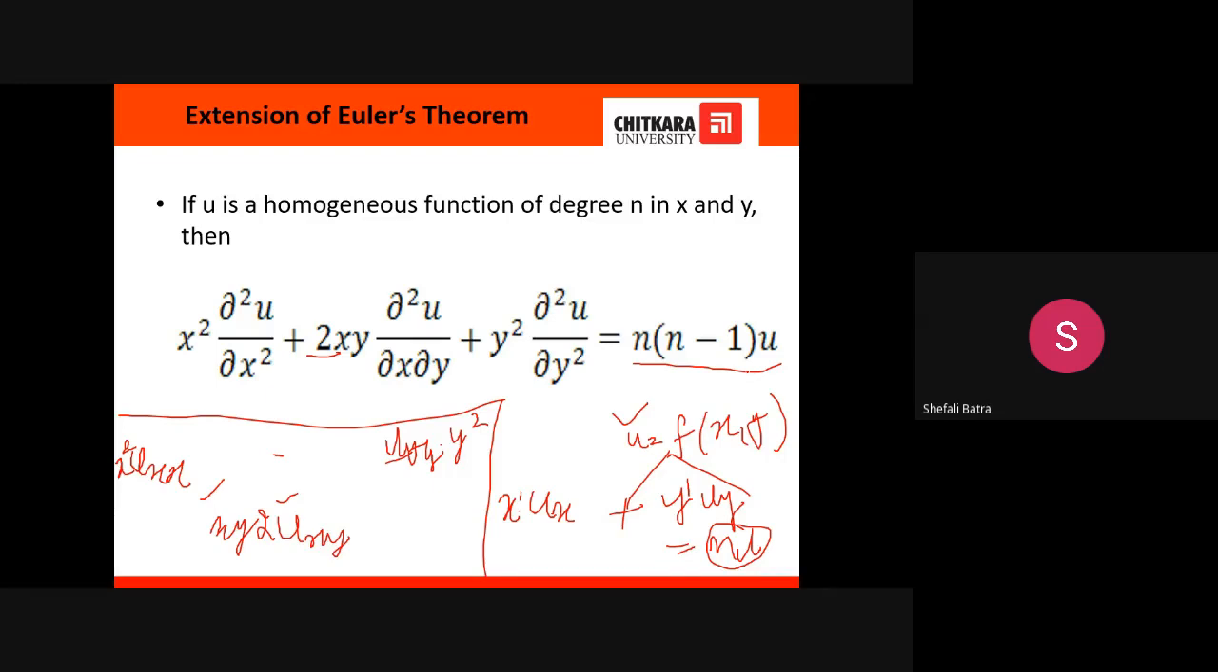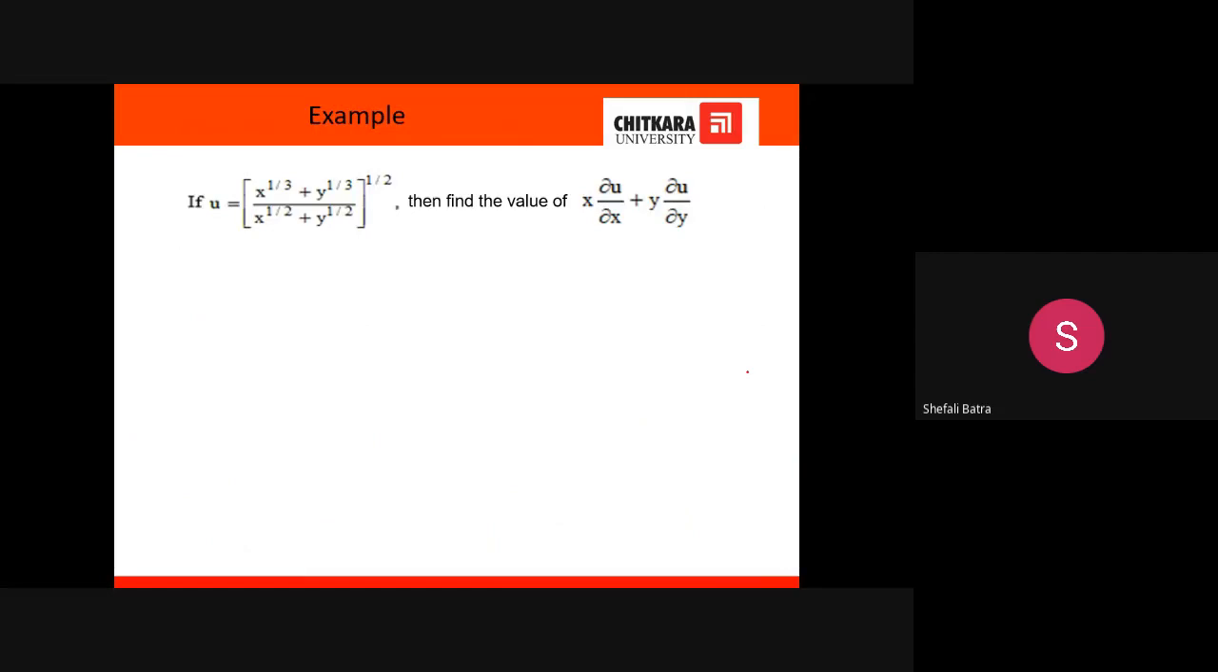Right? Now, come to the question. If u is equal to x power 1 by 3 plus y power 1 by 3, upon x power half plus y power half, and complete power is 1 by half, then find the value of x curly u by curly x plus y curly u by curly y. Try this question.